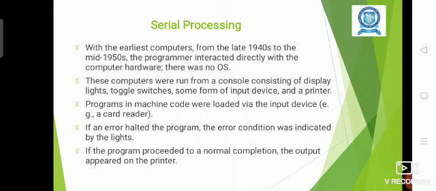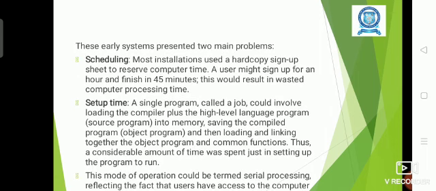The machine code form of the program was used. The machine code was loaded into the input device by using a card reader. If any error occurred during program processing, the error condition was indicated with the help of lights. And if the program proceeded to normal completion, the output was printed on paper with the help of a printer. So, the serial processing system produced many problems like scheduling.